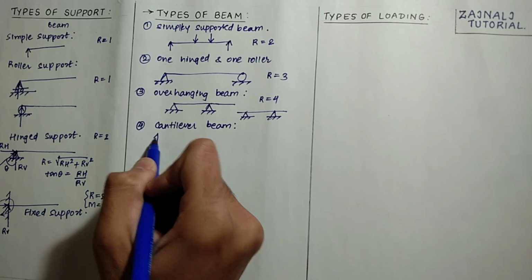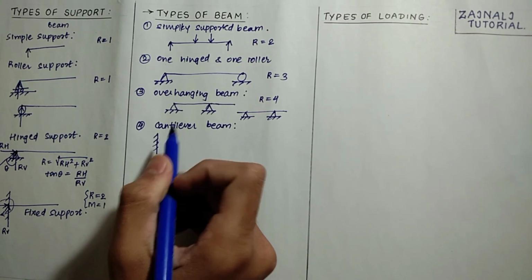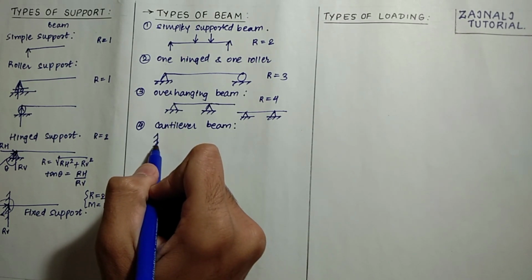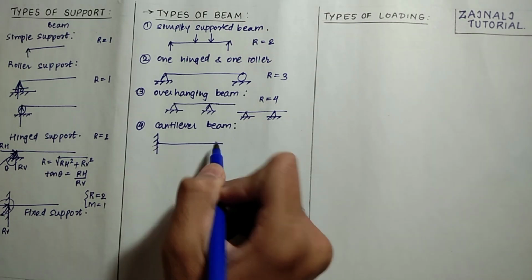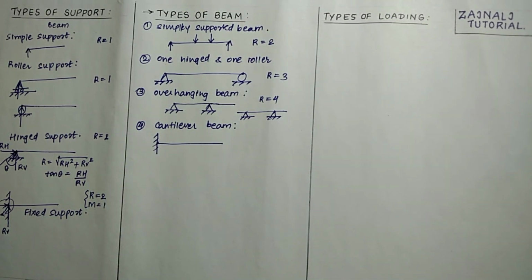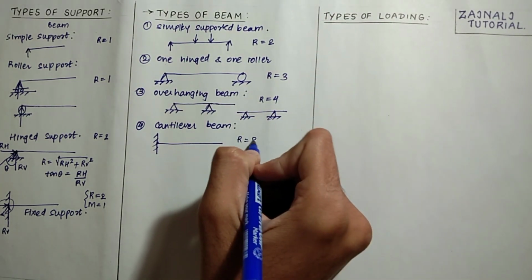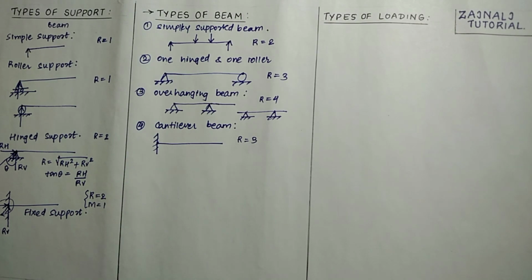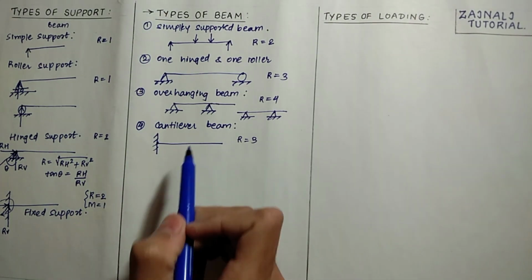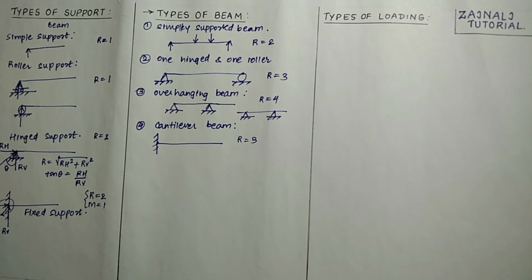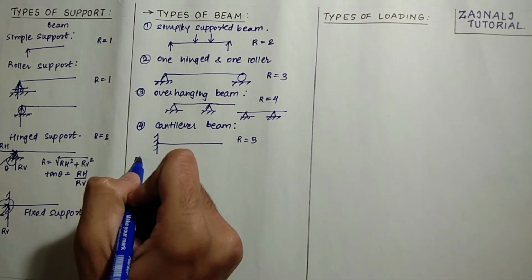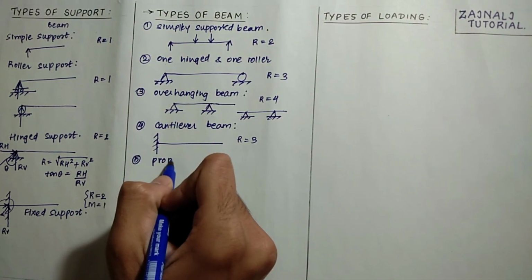In this type of beam, one end is fixed and the other end is free. Such a beam is regarded as a cantilever beam. The total number of reactions will be equal to 3. We consider moment as also a kind of reaction, so the total number of reactions is equal to 3.